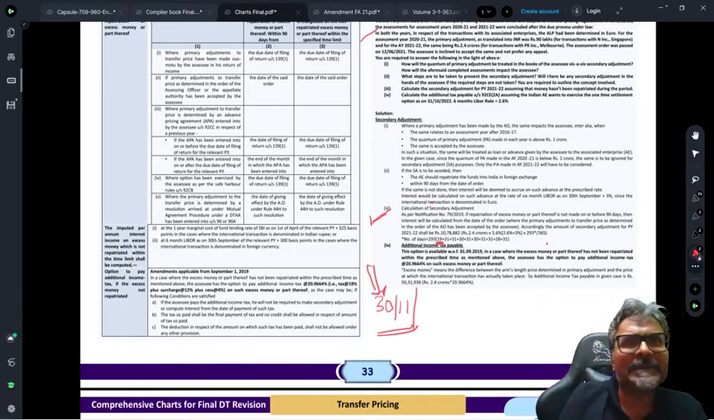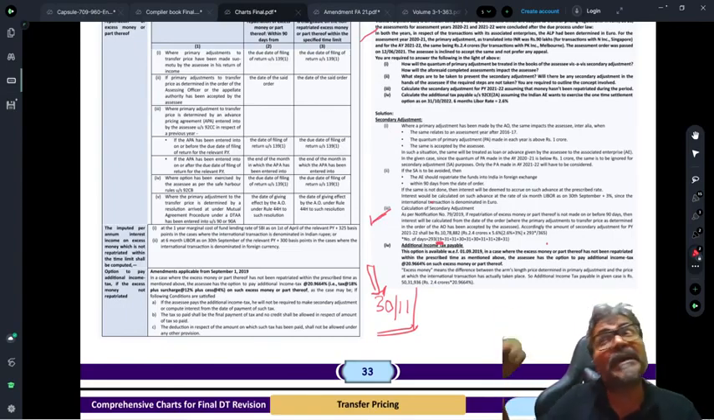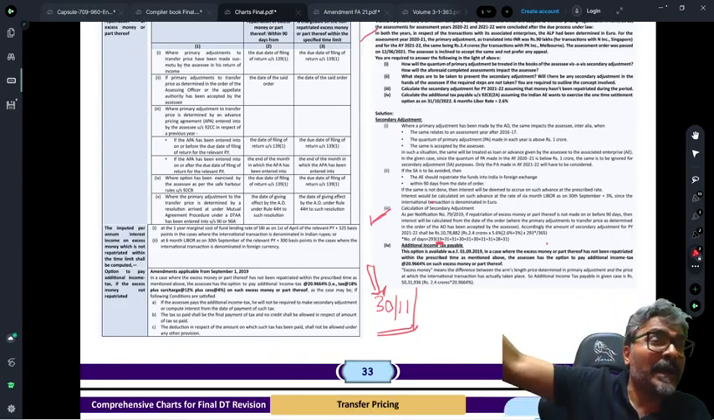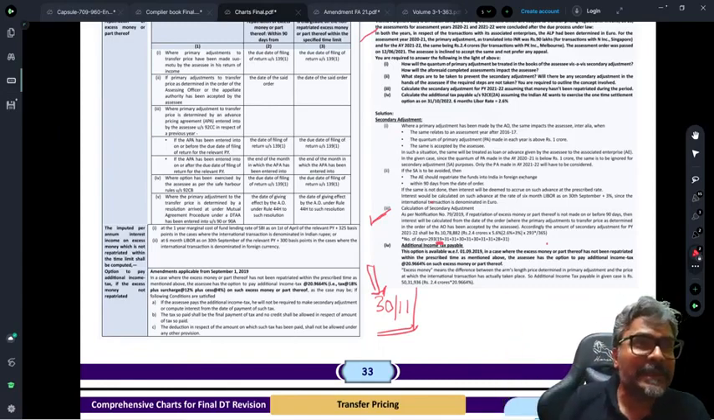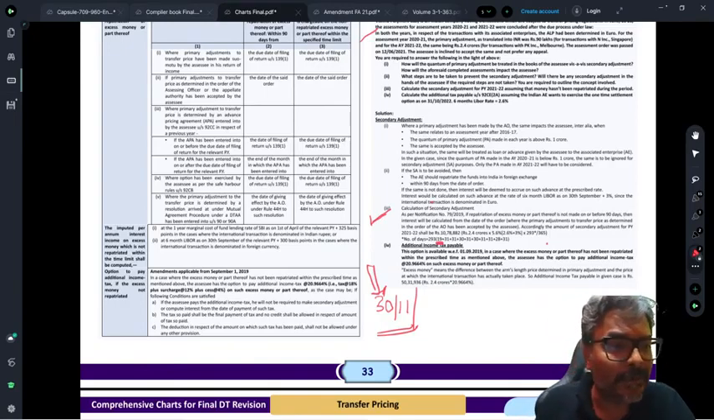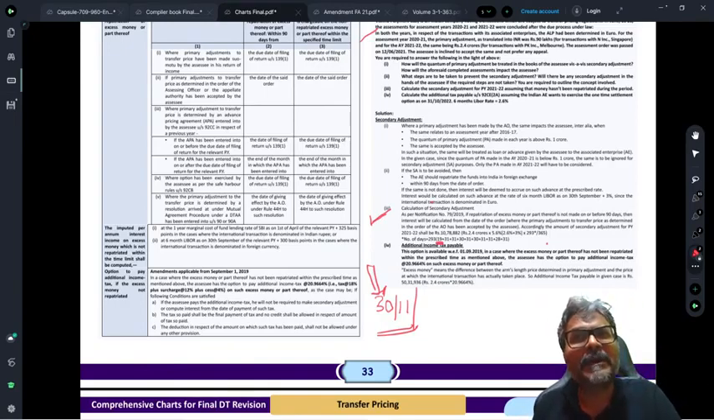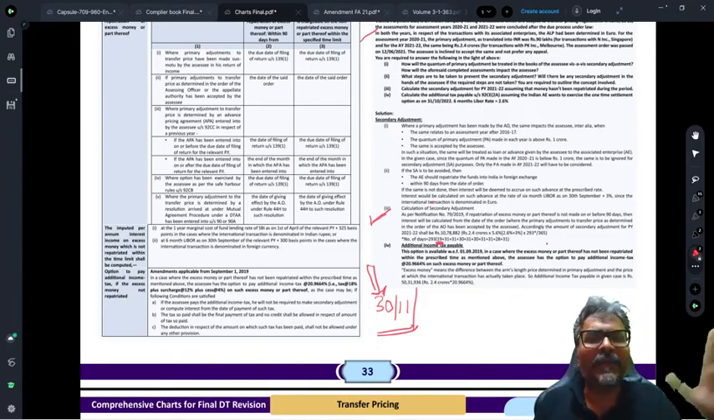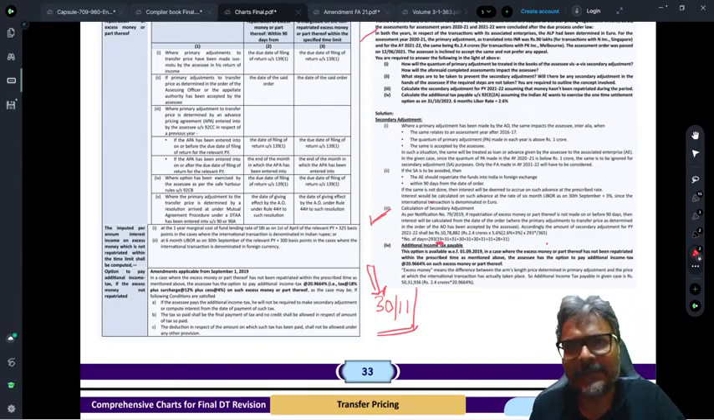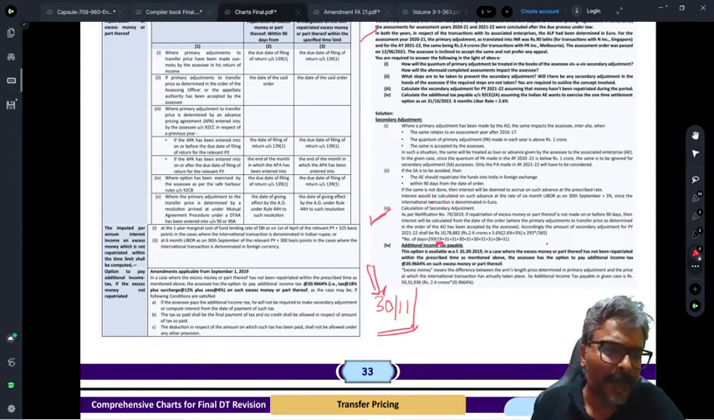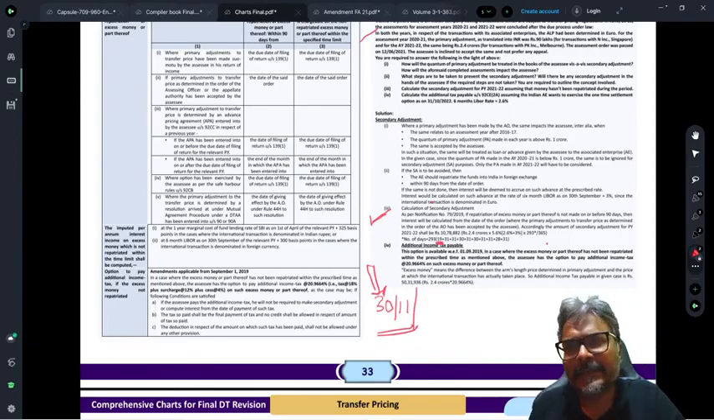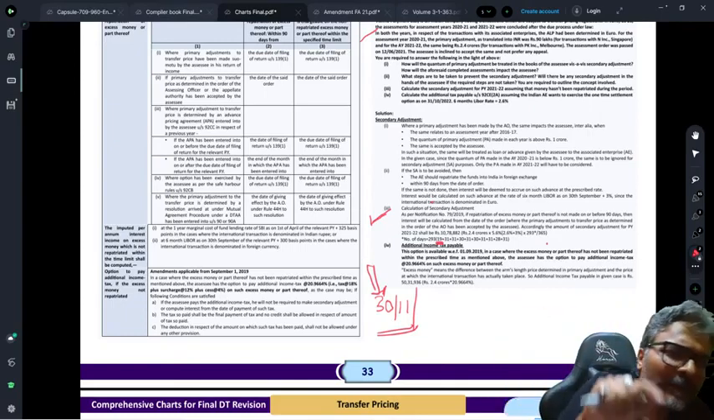Similarly, if the SSE does not himself do a Suo Motu primary adjustment, but it is done by the assessing officer in the order, and the order is accepted by the SSE, then in that particular case, students, I think all of you are aware, all of you will say that the date of order will become the relevant date.